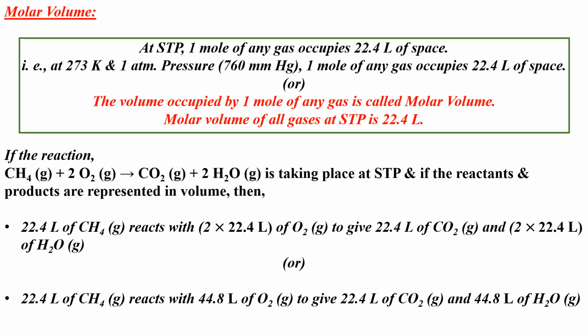Okay, here it is given that this equation is taking place at standard temperature and pressure. So here we have 1 mole of methane, 2 moles of oxygen, 1 mole of carbon dioxide and 2 moles of water. Okay, 1 mole of methane gas will then occupy 22.4 liters of space. So that's why, while representing the equation, we wrote 22.4 liters of methane reacts with 2 into 22.4 liters of oxygen. Why this?